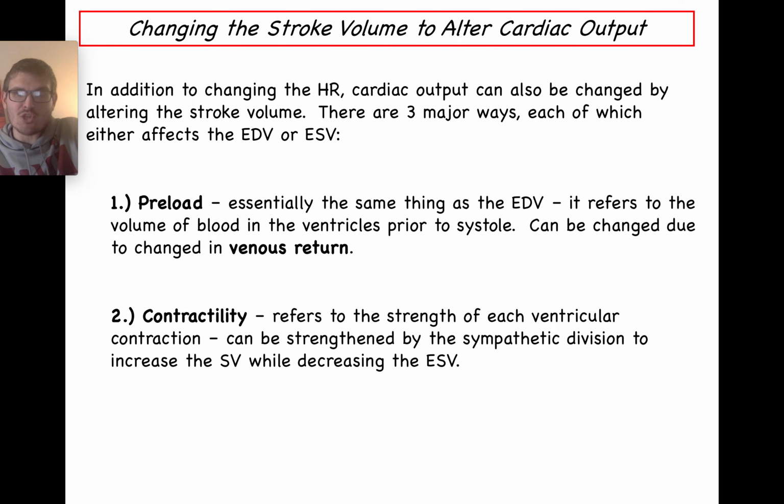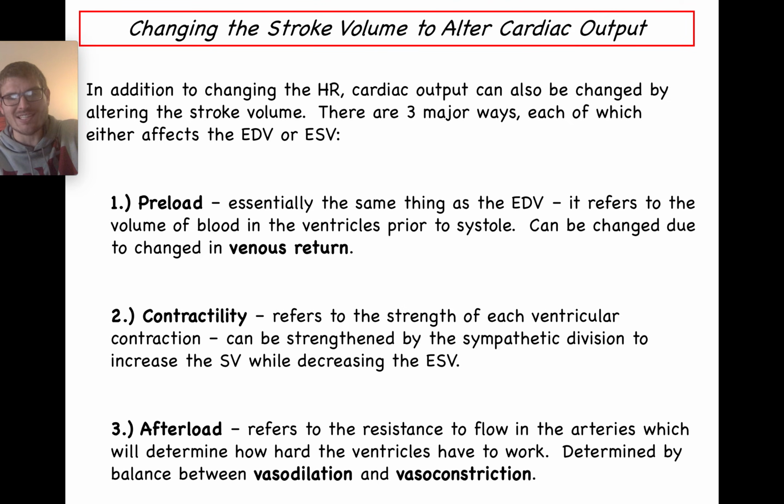This can be strengthened by the sympathetic division to increase your stroke volume while decreasing the end systolic volume. That's just a natural compromise: if you increase your stroke volume, you do that at the consequence of decreasing your end systolic volume. And then your afterload actually refers to the arteries themselves. This refers to the resistance to blood flow in the arteries, which will determine how hard the ventricles have to work to compensate for that.